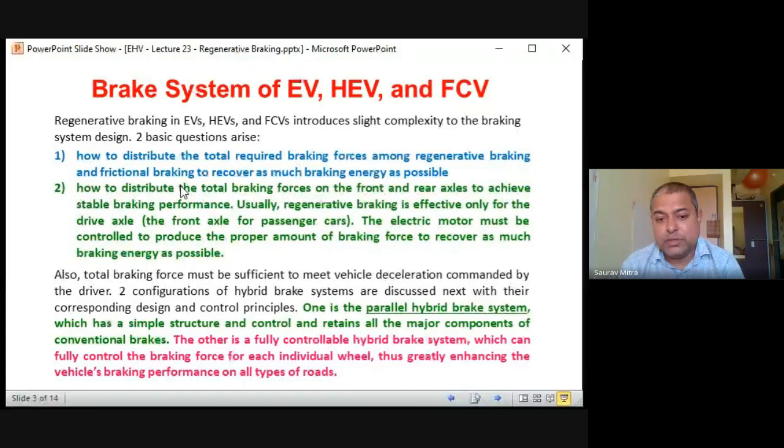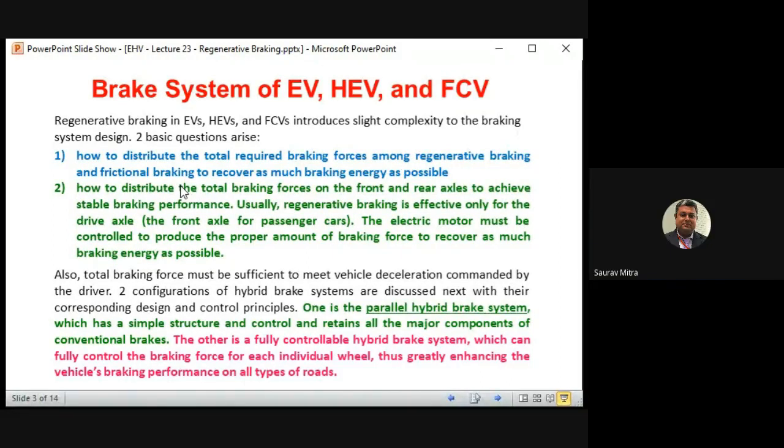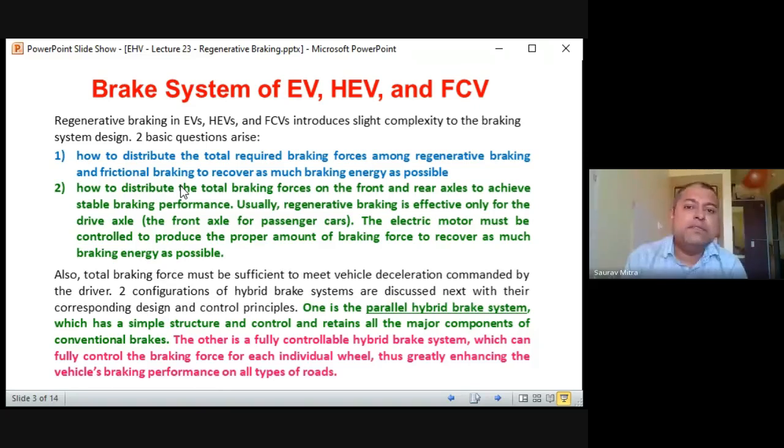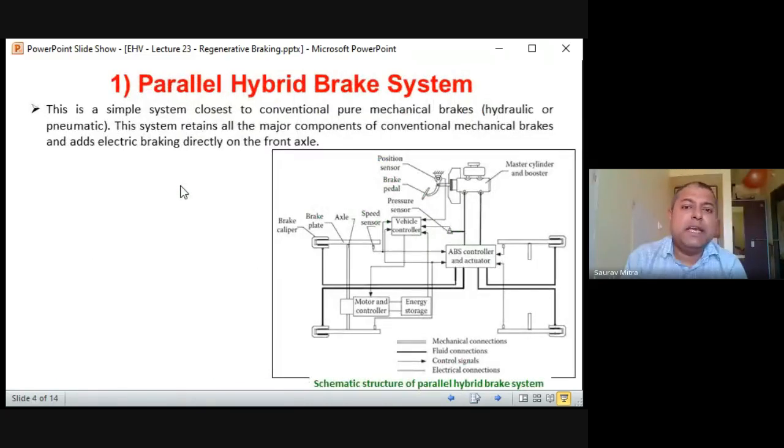So the first type is parallel, which is not very smart. The second type is the fully controlled hybrid brake system. This has more sensors fitted everywhere, and it is the latest braking system found in EV, HEV, and FCV. So this is the first type.